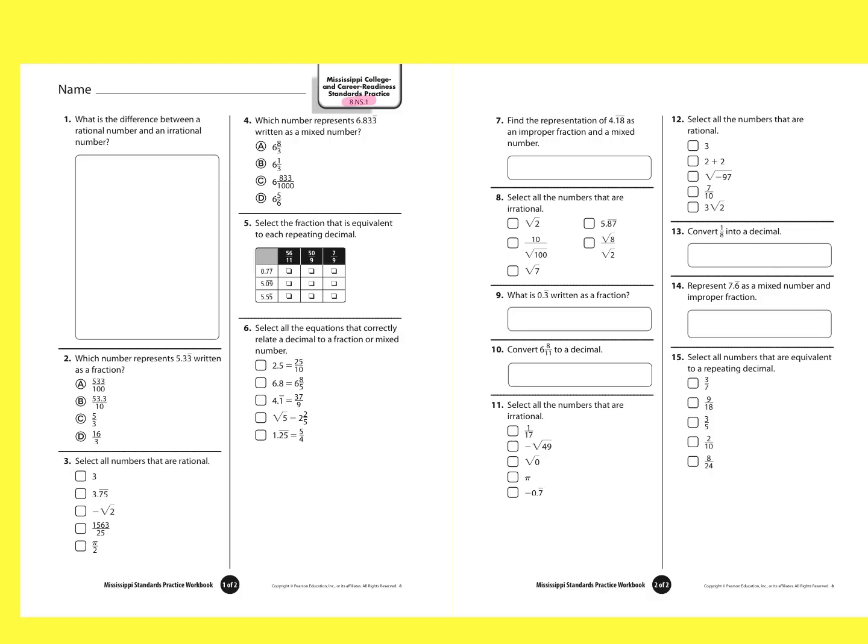Okay, in this video, we're going to go over the answers from NS1 and 2 notes that you went through and did practice for your reviewing for a test tomorrow. Number 2 is D. Number 5, the first choice is 7/9. The second choice is 56/11. And the third choice is 50/9.